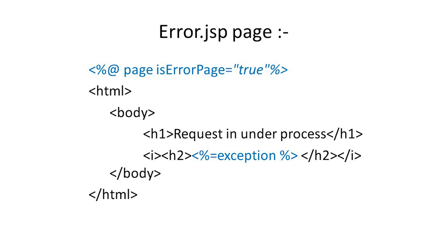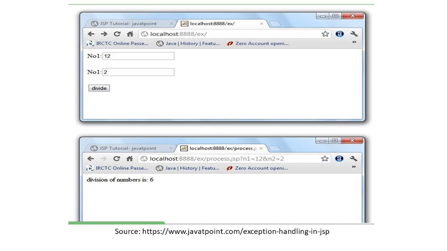This is the program <%@ page isErrorPage="true". This is error.jsp. Here isErrorPage indicates that the exception is already generated, so we have moved to the error page. It is true, so we come down to the HTML body, and inside it we have a message that the request is under process, and in italic heading, the name of the exception will be displayed here.